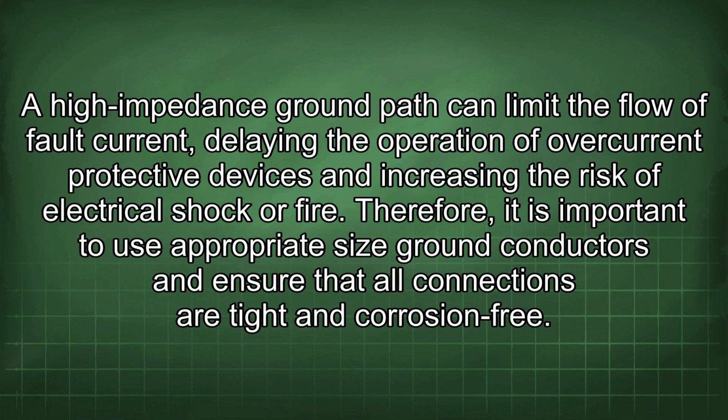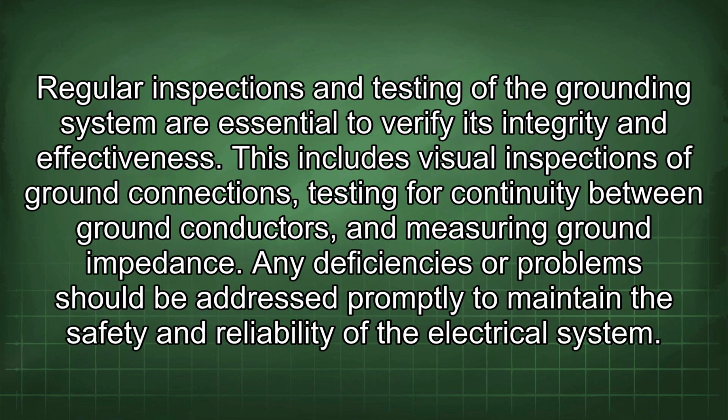Therefore, it is important to use appropriate size ground conductors and ensure that all connections are tight and corrosion-free. Regular inspections and testing of the grounding system are essential to verify its integrity and effectiveness. This includes visual inspections of ground connections, testing for continuity between ground conductors, and measuring ground impedance. Any deficiencies or problems should be addressed promptly to maintain the safety and reliability of the electrical system.